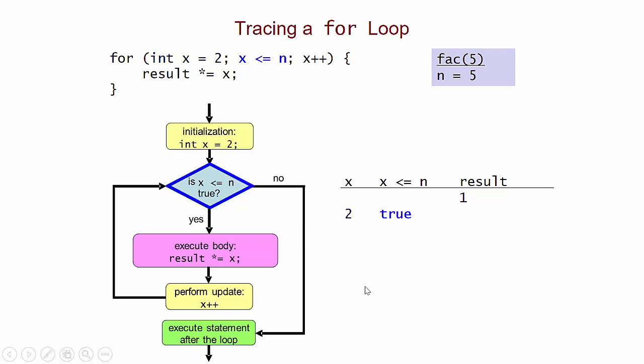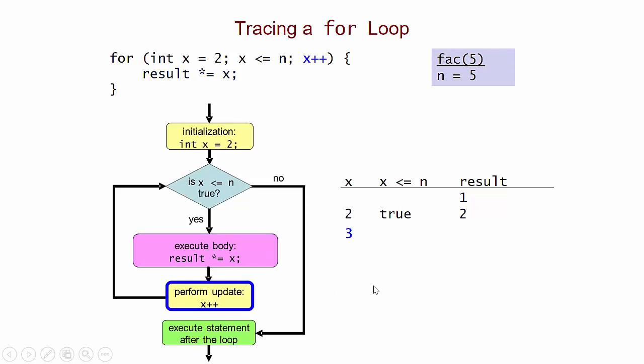Then we look at our test. In this case, the test is x less than or equal to n, and because n is 5, it's x less than or equal to 5. And that is indeed true here, because 2 is less than or equal to 5, and therefore we're going to execute the body the first time. And result becomes 2, because we're saying result times equals x. X is now 2. 1 times 2 gives me 2.